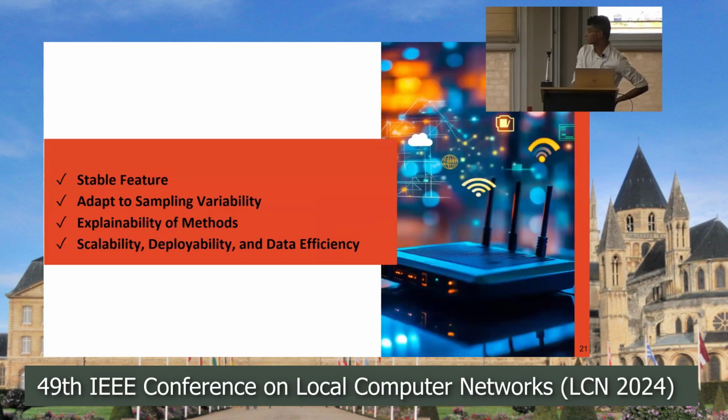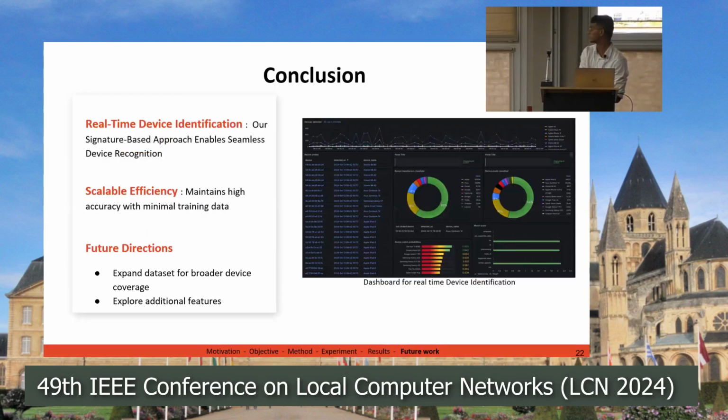So this helps us achieve all 4 of what we set out to be: use stable features, adapt to sampling variability, give an explainable method that can scale well with data. So to summarize, I'll say we provide a real-time device identification system. We have a dashboard that you could run anytime, and we achieve high accuracy with very, very little data.